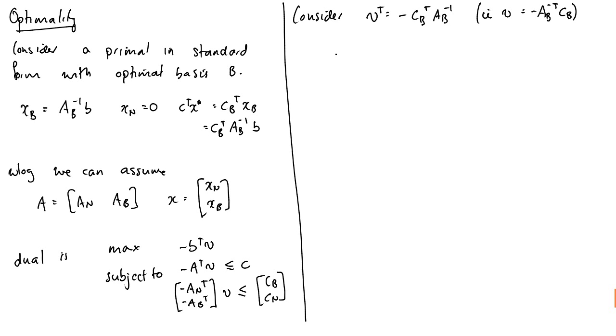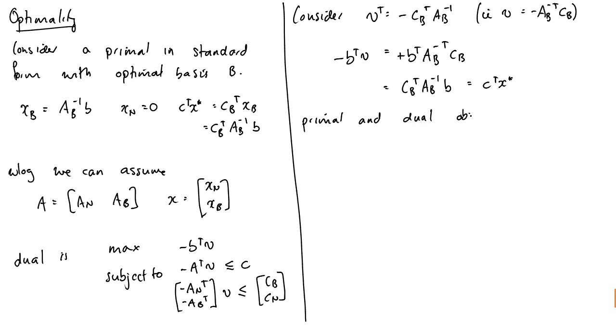Okay, so C transpose X star, well, this is negative B transpose nu, which equals negative B transpose A negative AB inverse transpose CB. Take the transpose of the whole thing because it makes it a bit clearer: CB transpose AB inverse B, which equals C transpose X star. Okay, primal and dual objectives are equal.